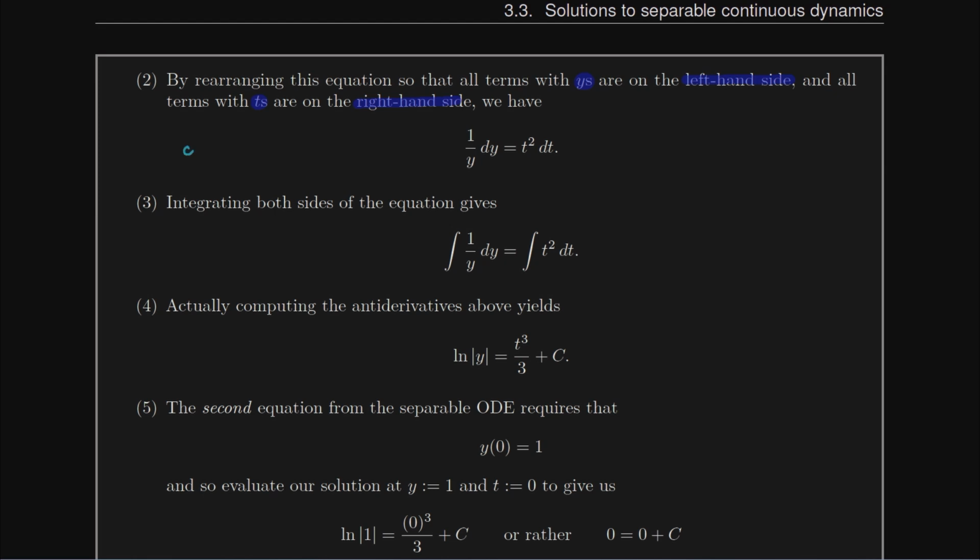And let's recall where we were. We had dy over dt is t squared y. And what would I want to do? I'd want to divide both sides by y. That's why I end up with a 1 over y on the left. And I'd want to multiply both sides by dt. That's why I have a t squared dt on the right.